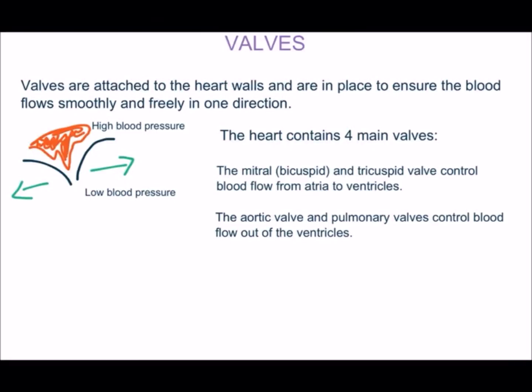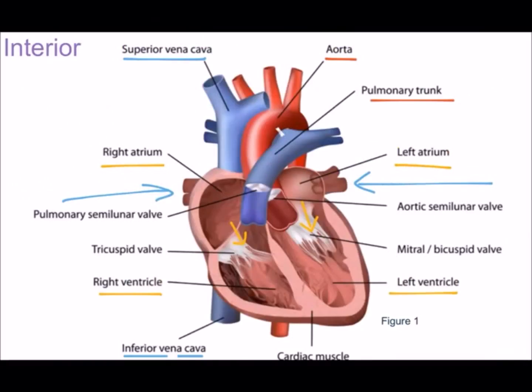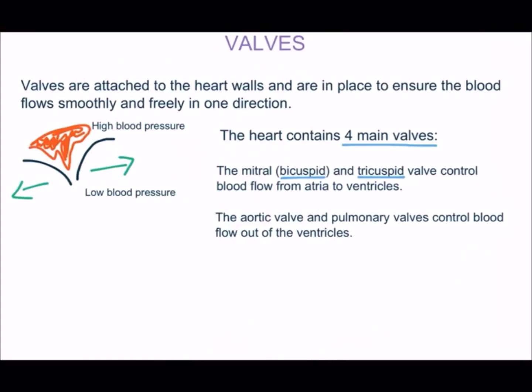Our heart contains 4 main valves. We have the bicuspid valve and the tricuspid valve. These control the blood flow from the atria to the ventricles. If I go back to my heart diagram, we can see these labelled as the tricuspid and the bicuspid valve, and this can also be called the mitral valve as well. We also have the aortic valve and the pulmonary valves, and these control the blood flow out of the ventricles.